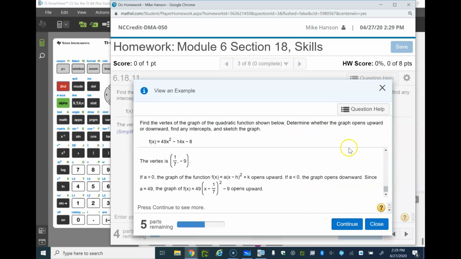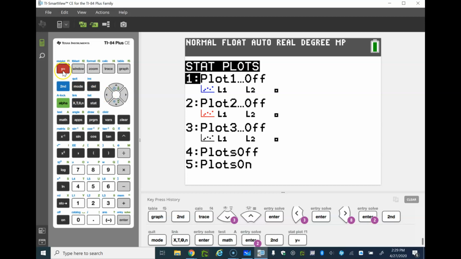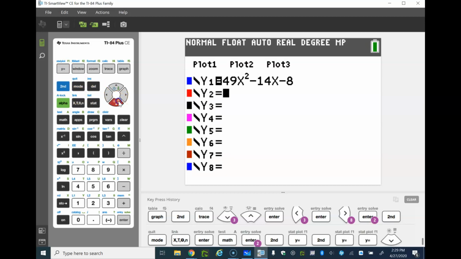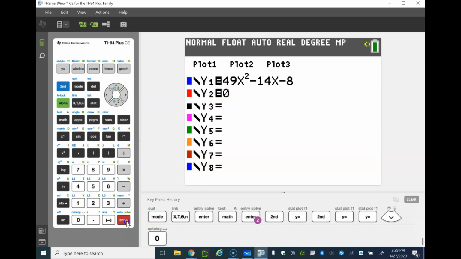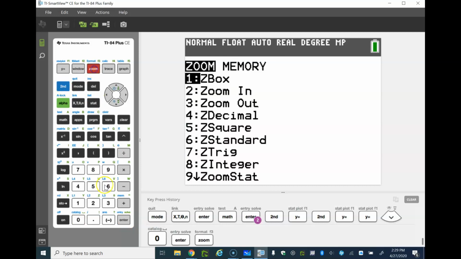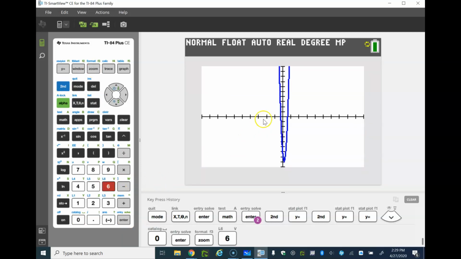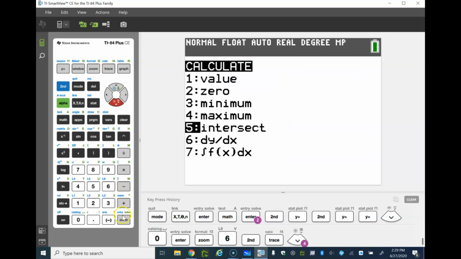So the question is, we're going to determine whether it opens upward or down. When we saw what the picture looks like, it opens upward. Then finding the intercepts that you might have. Remember with the calculator, we have to go to y equals. And in the second one, anytime you find the x-intercepts, you have to put 0 here. So zoom 6. We have two intersections, one here and one here. So we hit second trace, the intersection, which is number 5.